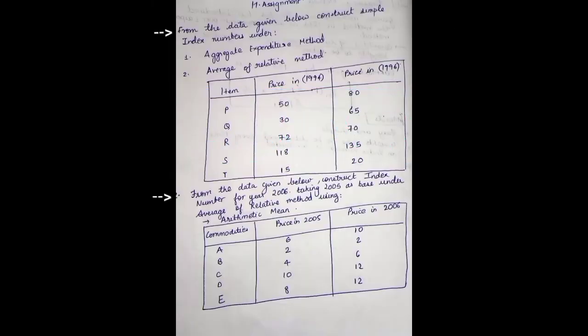You need to find out the index number using the unweighted method, and in the second question you need to find the index number by the average method using arithmetic mean.